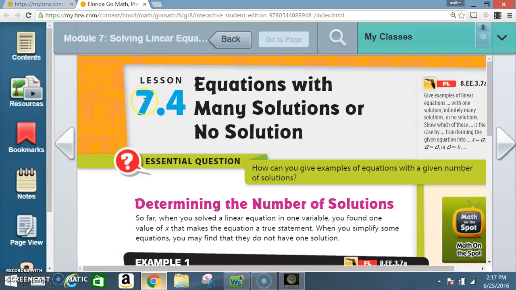Okay, today we're in lesson 7.4, equations with many solutions or no solutions.